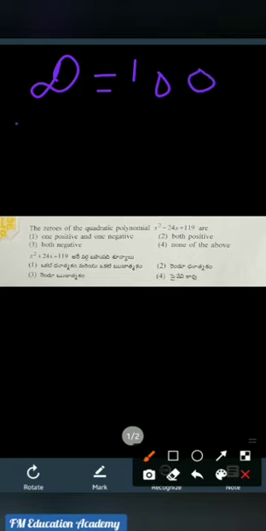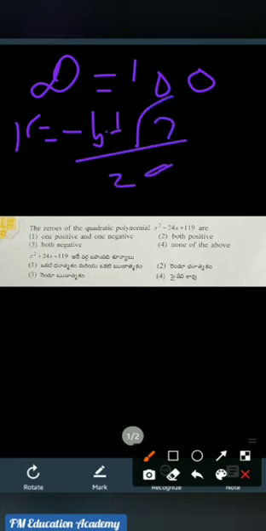So find out the roots. What is the formula to find out roots? Minus b plus root d by 2a and minus b minus root d by 2a.